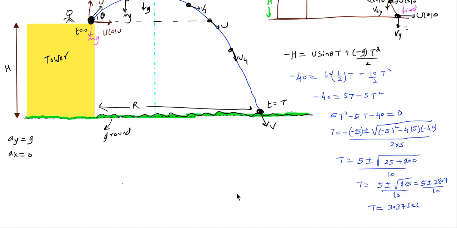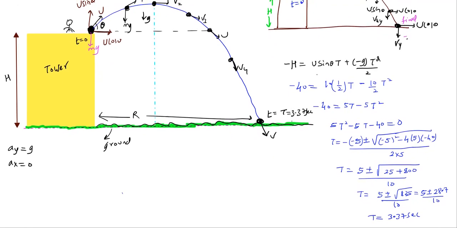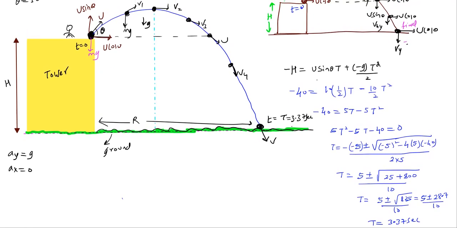Can we calculate now the range? Okay, we got this time. So this time equal to how much? 3.37 seconds. Then we'll calculate the range. So how to get the range? Range is equal to, again, I'll apply the equations of motion. So again, the ball, when it moves from the point of projection to here, what is the horizontal displacement given by the range? So what is the equation we should write here?